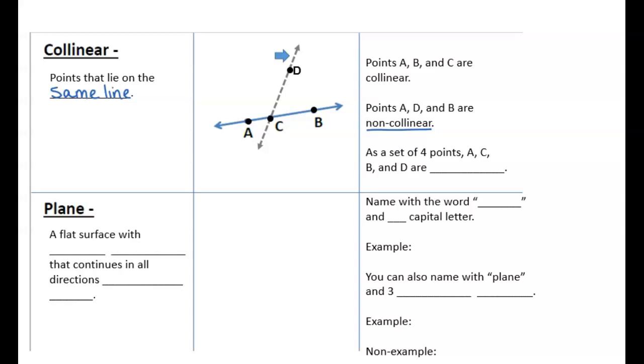As a set of 4 points, so A, B, C, and D, all of these points together as a whole set are not all on one line because we have this point kind of laying outside of this main line. And so we say that as a set of 4 points, these are also non-collinear.